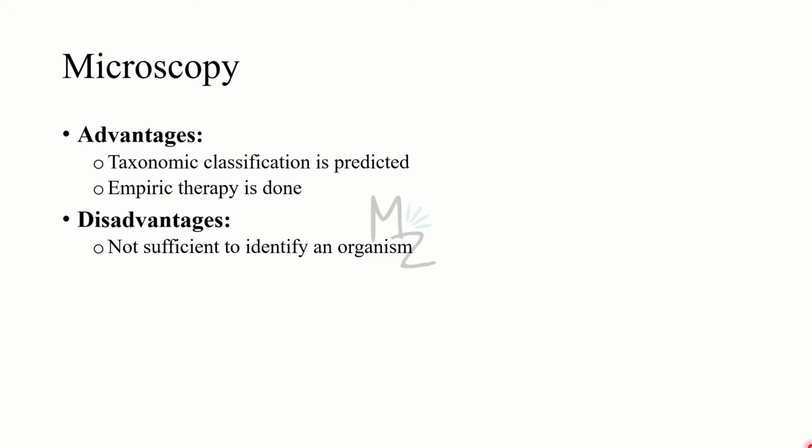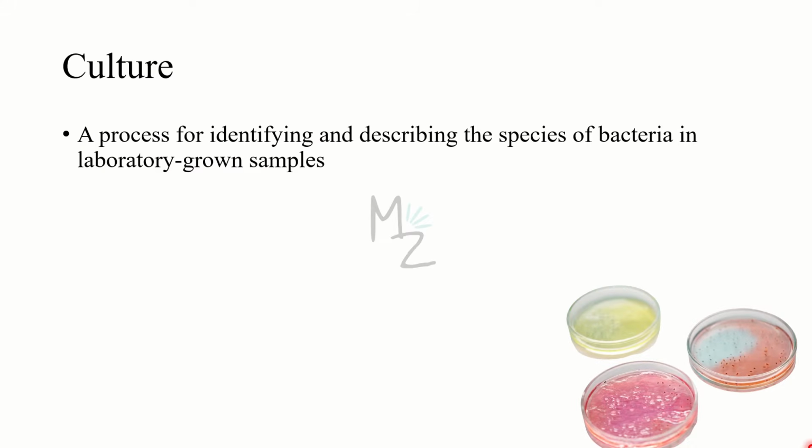What is empiric therapy? It refers to antibiotics that are administered during the period prior to receipt of blood culture and antibiotic susceptibility test results. There is only one disadvantage that microscopy has, and it is that it is not sufficient to identify an organism. Culture, a process for identifying and describing the species of bacteria in laboratory-grown samples.